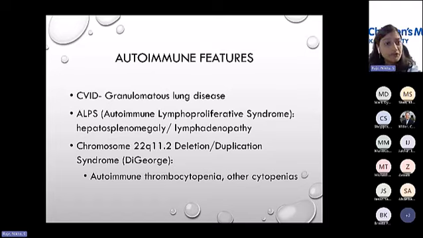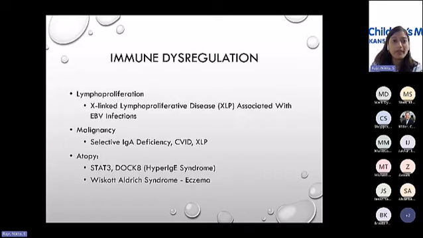Common variable immunodeficiency can be associated with GLILD, or granulomatous lung disease. ALPS is associated with hepatosplenomegaly and lymphadenopathy. 22q deletion is associated with autoimmune thrombocytopenia being one of the most common, but there can be other cytopenias like hemolytic anemia as well. Same with hyper IgM syndrome, which can be associated with autoimmune hemolytic anemia.